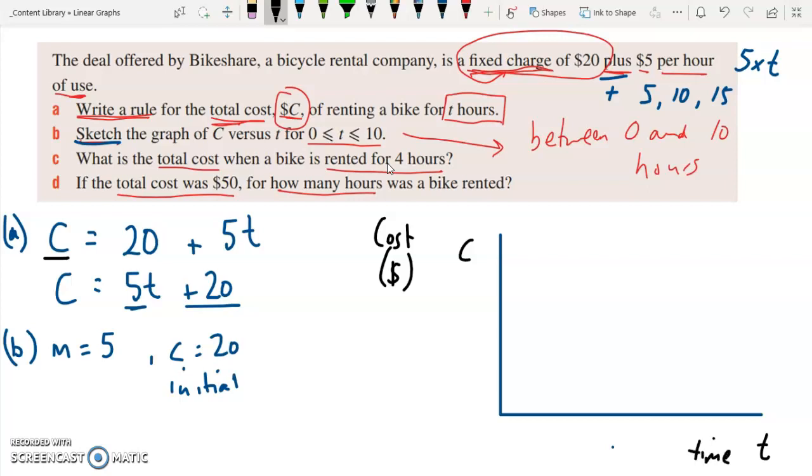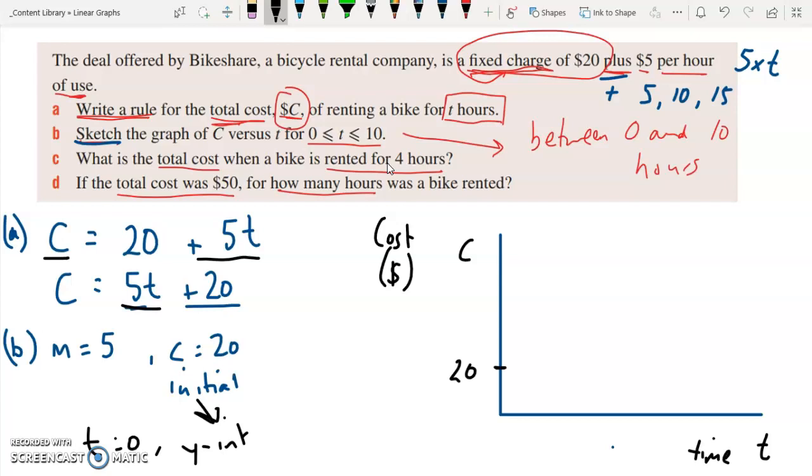Now, this point here is our y-intercept, so when t equals 0, our y-intercept is 20, and it's going to increase at a rate of 5 to 1. So we're going to start here, and it's going to head in an upwards direction. Initially it costs $20.